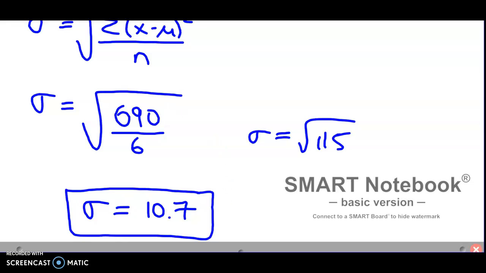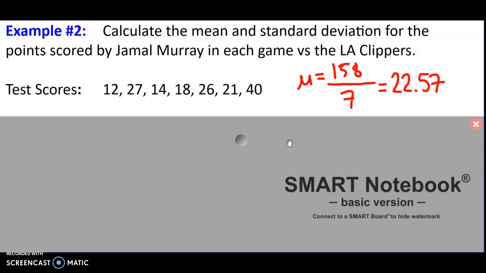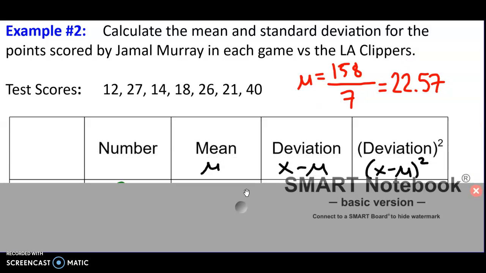Okay? Let's do another example. Example number 2. Calculate the mean and standard deviation for the points scored by Jamal Murray in each game versus the LA Clippers. All right, so let's get our data and our mean. So here are our test scores. And then our first step is to calculate the mean, right? So add up all these numbers, divide by how many numbers there are, so 22.57. All right, now let's make a table just like we did. So number, mean, deviation, and deviation squared.